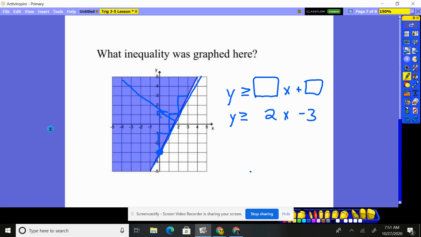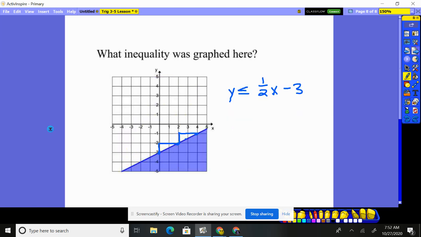And back here, again, it was also a positive slope. Y is greater than, because it was shaded above. And then here, since it was underneath, we use a less than. Solid line, put the or equal. There we have graphing inequalities.